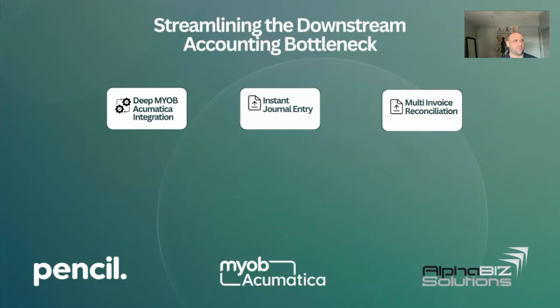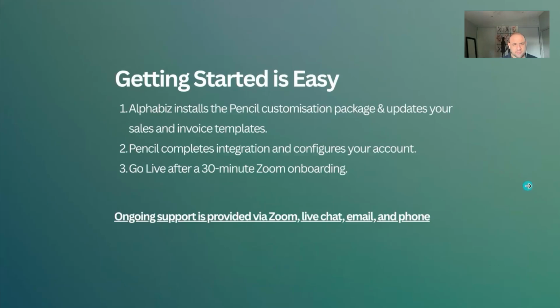Yeah. Beautiful. Tommy, do you want to just click on the next one, and then that'll be our lucky last. So, getting started. If down the track, or soon, you wanted to get started with Pencil, it's pretty easy. The process is 3 steps. AlphaBiz will install the Pencil customization package and update your sales order templates and your invoice templates. In the background, we'll complete your integration and configure your account. And then we jump on a 30-minute Zoom call with you guys, and we help you do the final configuration, test your invoice templates, test your sales order templates, and then you're off to the races.